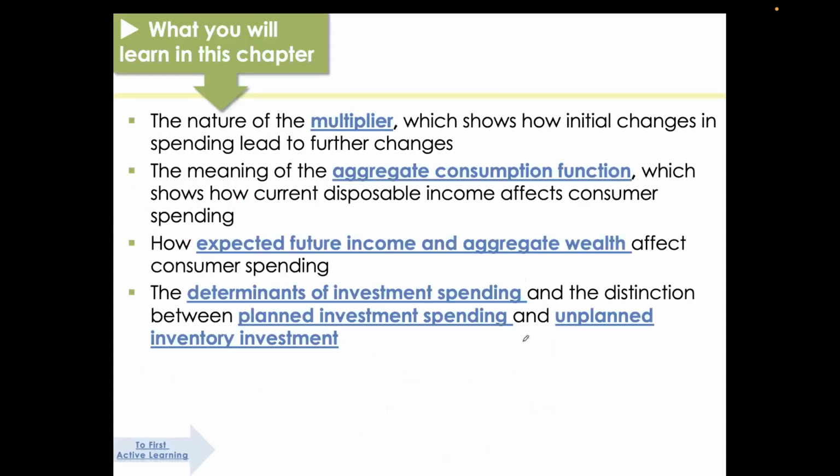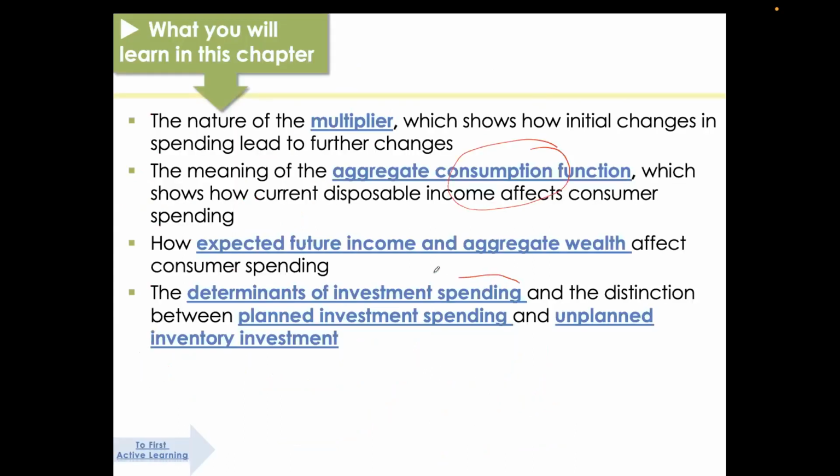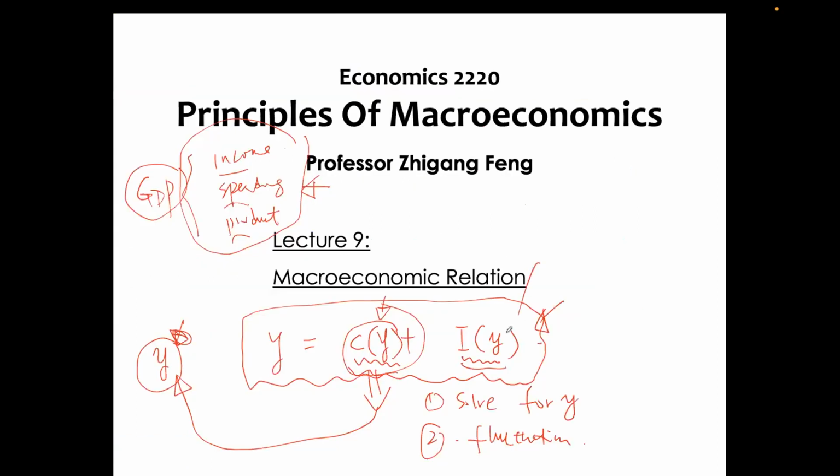What are we going to study in this entire module? In this particular lecture, we are going to focus on two things. Number one is the consumption function, which is exactly this term. The other thing we're going to study in this lecture is the determinants of investment spending, which is exactly this term. Once we understand each term, we end up with this equation, and in the next chapter, we're going to study how to determine y.